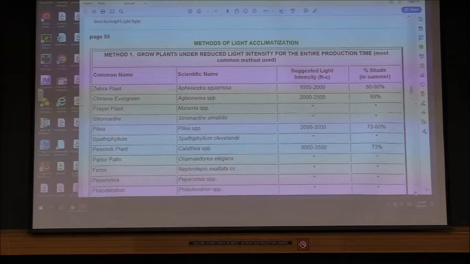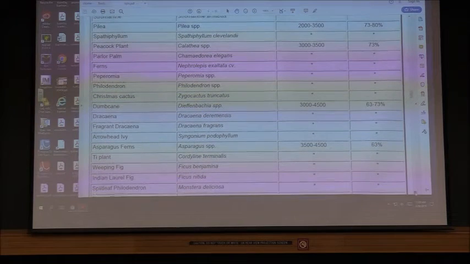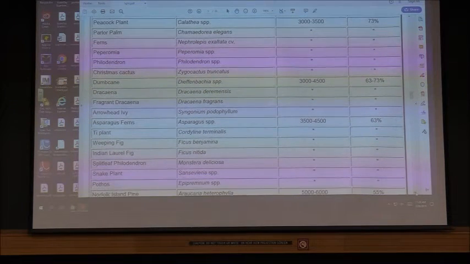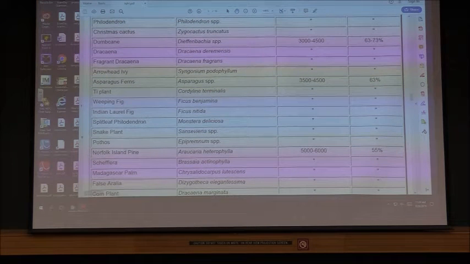What's one of the most common plants we have? Oh, pothos. We grow it in very heavy shade. It goes inside. It'll live with you for a long time. Actually looking pretty good too.